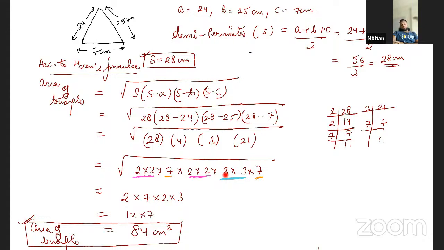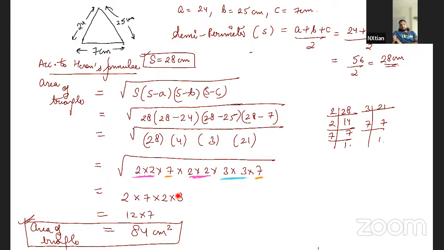3 can be written as 3, and 21 can be written as 3 into 7. So I wrote 3 into 7. Then again, as I told you, I form pairs inside the root, like 7 and 7. They are in pair, so out of this, only one 7 will come out. Now this 2 and 2 is a pair, so only one 2 will come out. This 2 and 2 is also a pair, so only one 2 comes out. And this 3 and 3 is a pair, so I'll just write 3 here.